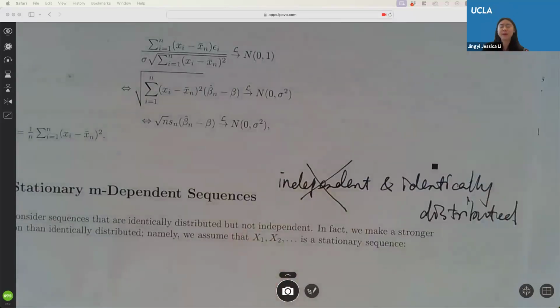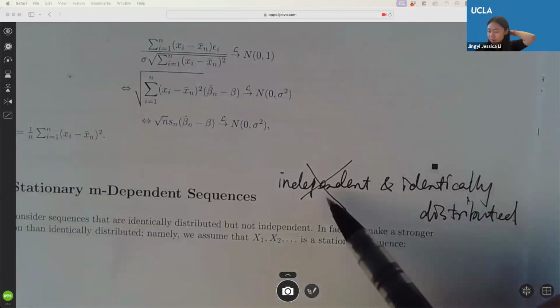If they can have any dependence, it doesn't work. For example, I can give you one extreme scenario, where all my random variables are identical. When that is the case, perfect dependence, then having n observations is essentially having one observation. The sample size n doesn't matter. They're all equal. In that case, the central limit theorem will for sure break down. You can think about that.